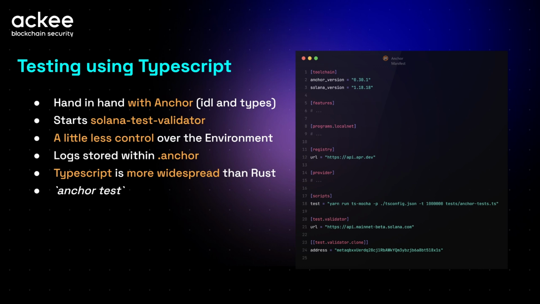Then logs are stored within the .anchor folder. I think actually this folder is quite important and useful, as there are two important things stored. First is the logs. So when you run your tests, you can check the logs, you can see the outputs of the instructions, and so on. The second important part is that the test ledger of the Solana test validator is stored here, and it's really important for the purpose of, let's say, checking the state or maybe debugging.